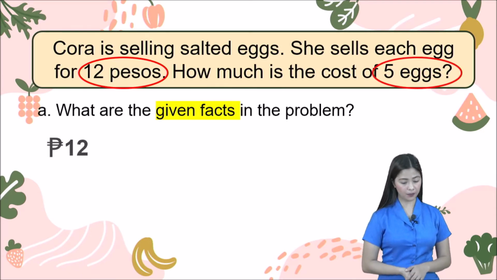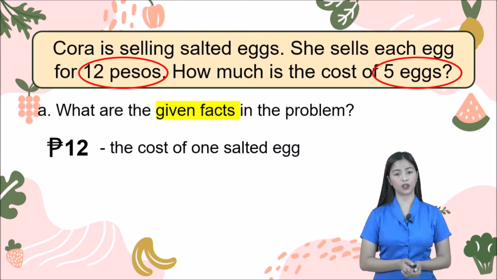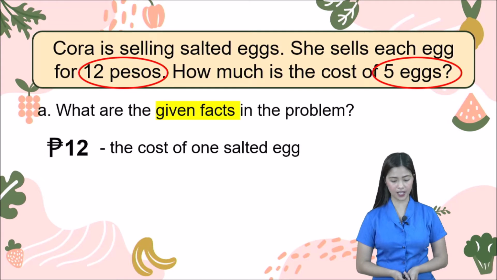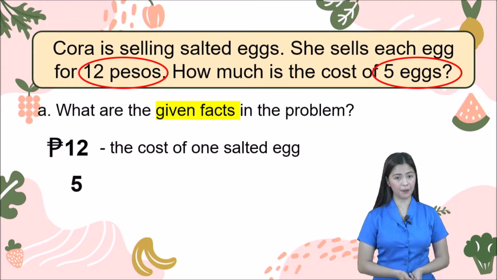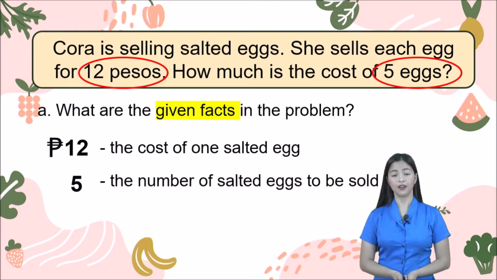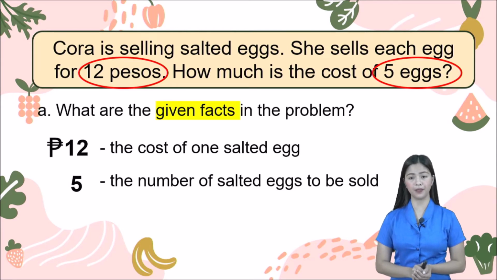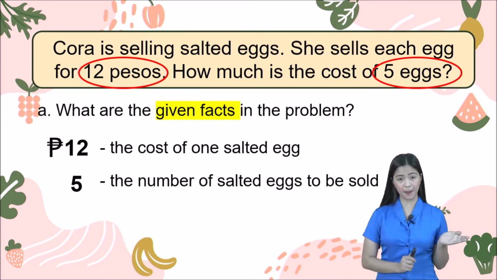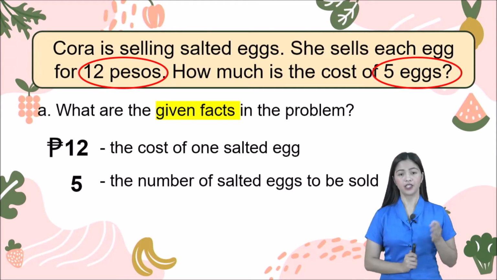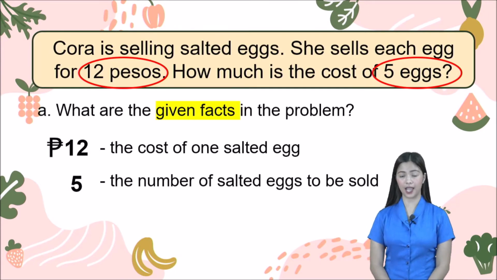The 12 pesos is the cost of one salted egg. And 5 is the number of salted eggs to be sold. So the given facts that we have in our example problem are the 12 pesos and the number 5, okay? 12 is for the cost of one salted egg, and 5 is for the number of salted eggs to be sold.